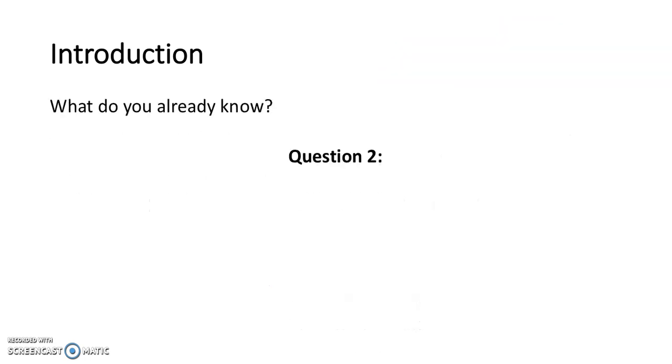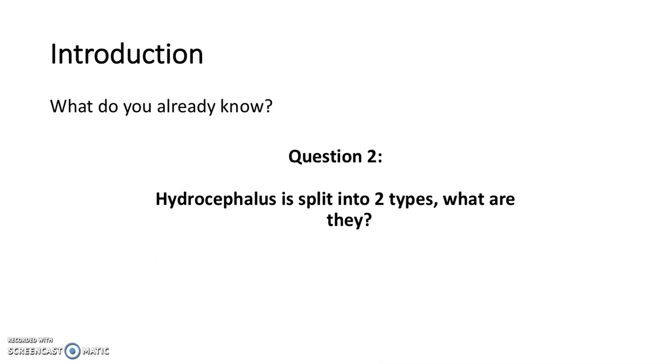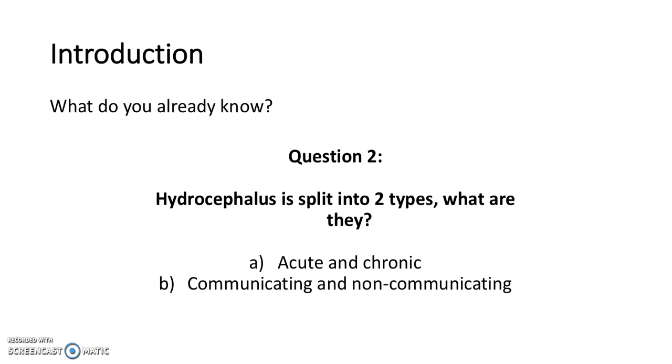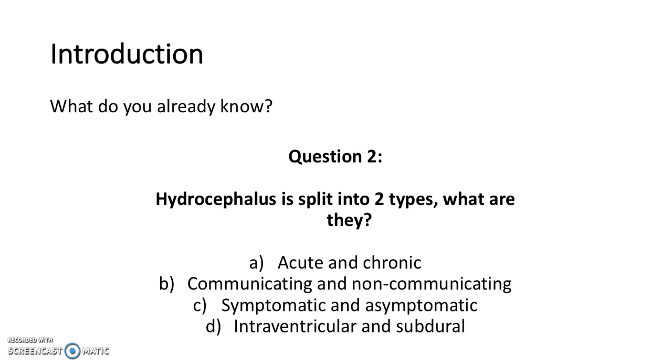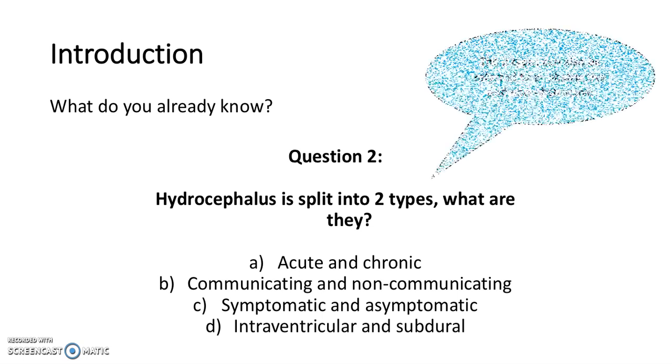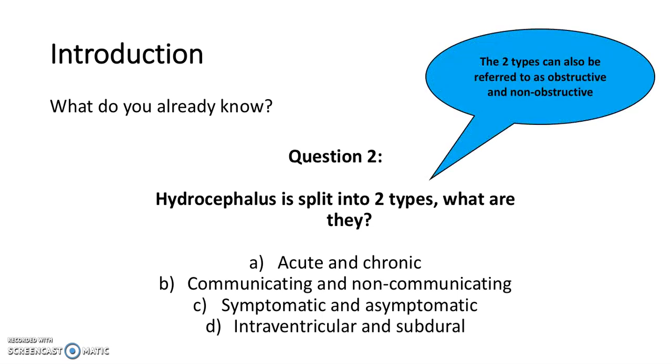Question 2. Hydrocephalus is split into two types. What are they? Is it acute and chronic, communicating and non-communicating, symptomatic and asymptomatic, or intraventricular and subdural? These two types can also be referred to as obstructive and non-obstructive. So that's communicating and non-communicating hydrocephalus.